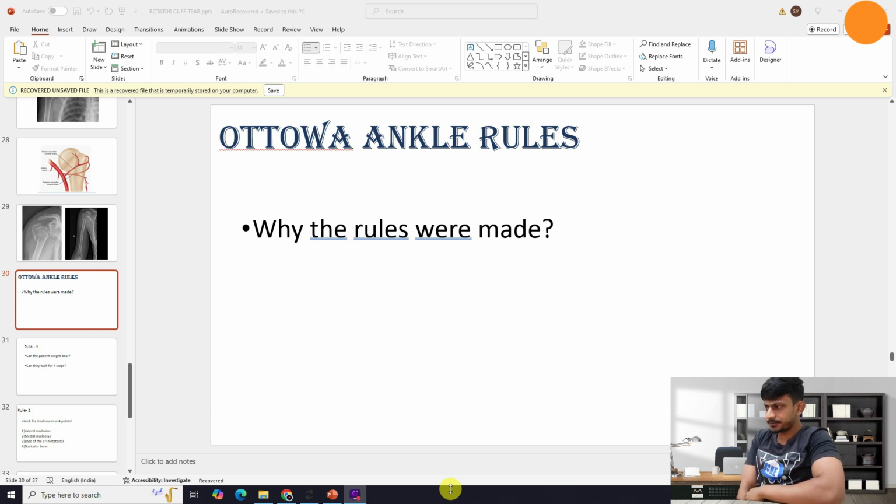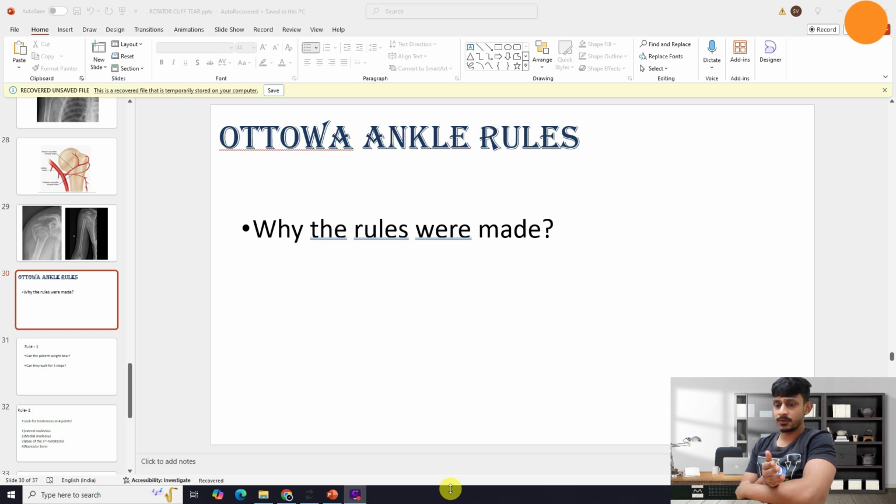So what happened was, in a lot of situations in the accident and emergency department, whoever came with an ankle twisting injury, whether it was mild or severe, was being subjected to X-rays. So some smart people decided to go in hindsight and create a set of rules so that everyone in the emergency department doesn't have to undergo X-rays.